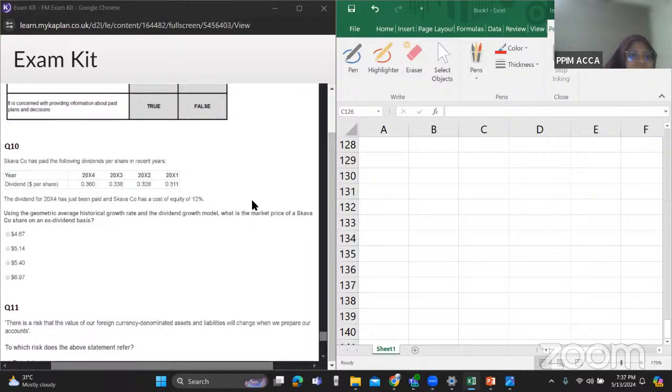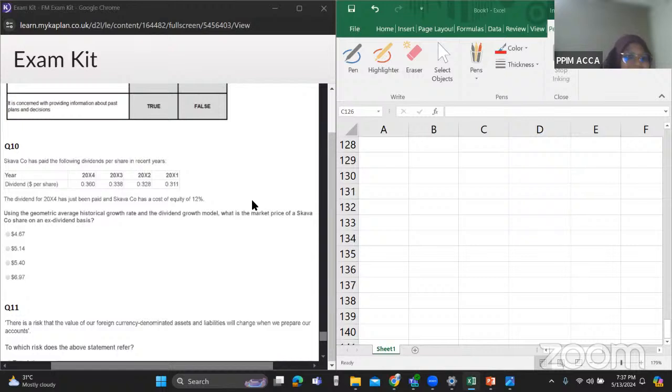Scava company has paid the following dividends per share in the recent years. So 2014, 13, 12, and 11, they have different dividends that they have paid. The dividend for 2014 has just been paid and Scava company has a cost of equity of 12%. Using the geometric average historical growth rate and the dividend growth model, what is the market price of a Scava company share on an ex-dividend basis? They're asking for the market price of the share.